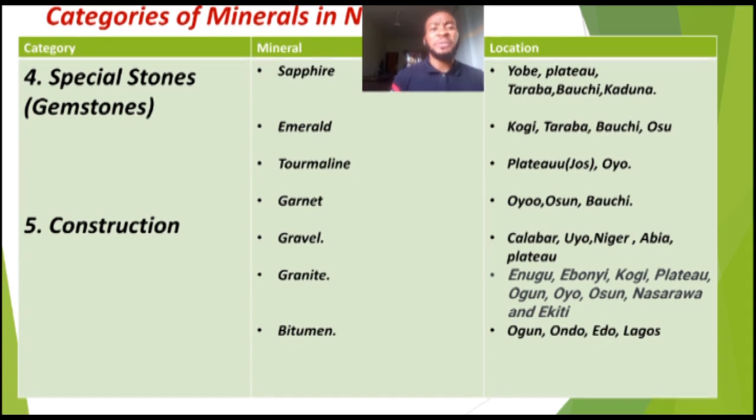The last one is for construction of roads, bridges, and even buildings. You can get gravel in Calabar, Uyo, Niger State, Abia, or Plateau State. Granite, you can get it in Enugu, Ebonyi, Kogi, Plateau, Ogun, Oyo, Osun, Nasarawa, and Ekiti State. Bitumen, you can get it in Ogun, Ondo, Edo, or Lagos State.